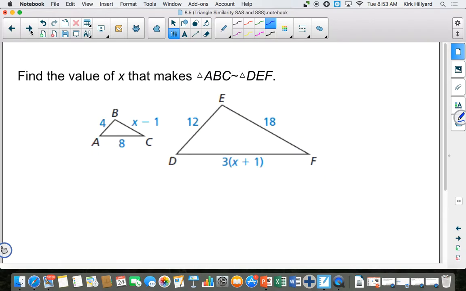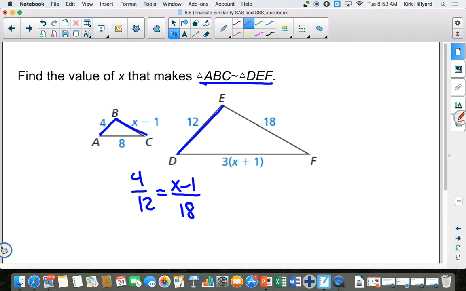All right. Knowing that these two triangles are similar, and all we have is side lengths, then we can set up a proportion to help us solve for x. I know that AB is similar to DE. So I have 4 over 12 is going to be equal to, I'm going to use BC. You could also use this side, but BC we know is to EF, so it's going to be to 18.